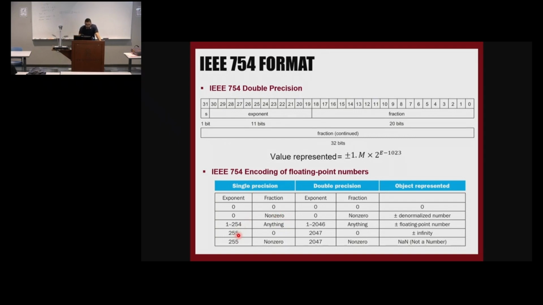If you have exponent 255 and the fraction is 0, this is infinity. That is reserved to show something like an overflow or underflow. We'll talk about overflow and underflow in a bit. And then if we have exponent 255 and a non-zero fraction, or exponent 2047 and a non-zero fraction for double precision, this is not a number.